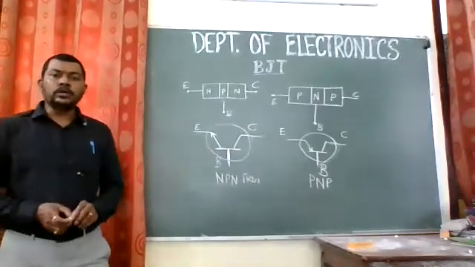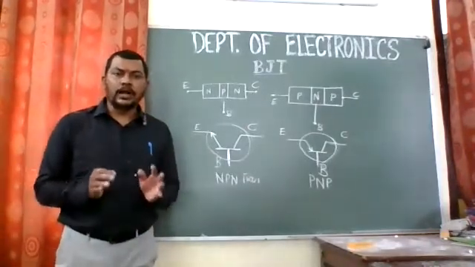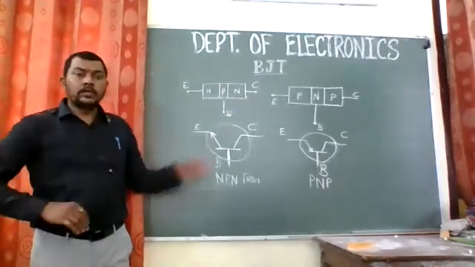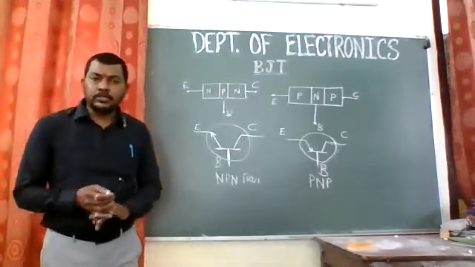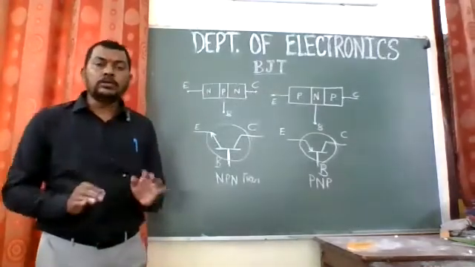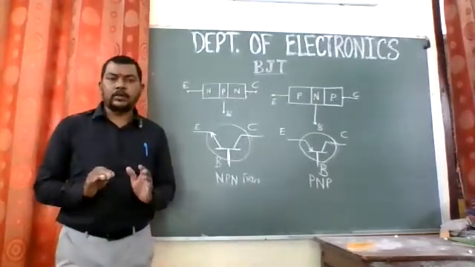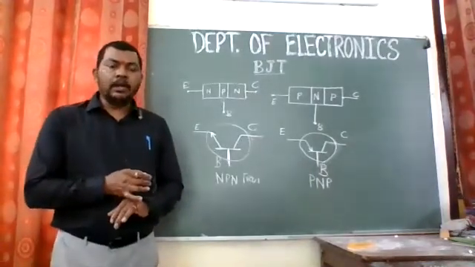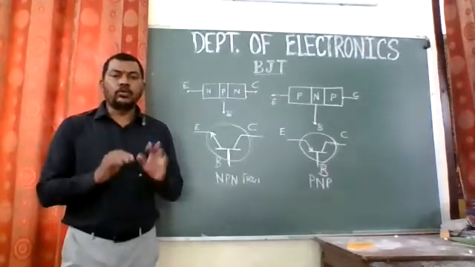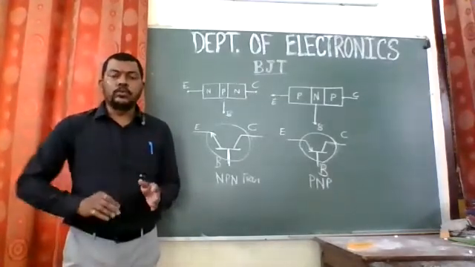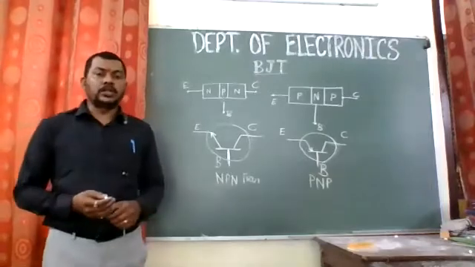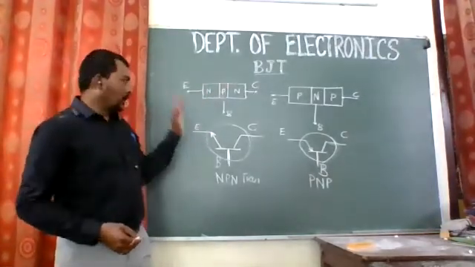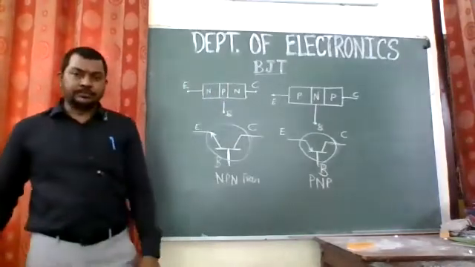So this was all about the construction and the terminals of the BJT, bipolar junction transistor. Why is it called a bipolar junction transistor? Because both types of charge carriers take part in the conduction, that is, the holes in p type and electrons in n type participate in the conduction, and therefore it is called a bipolar junction transistor. Is it okay?